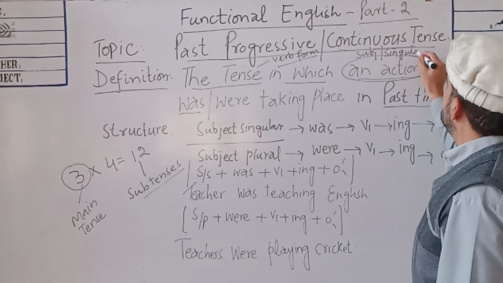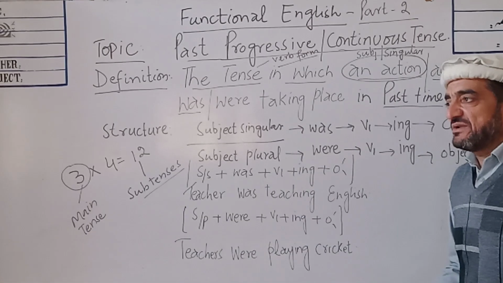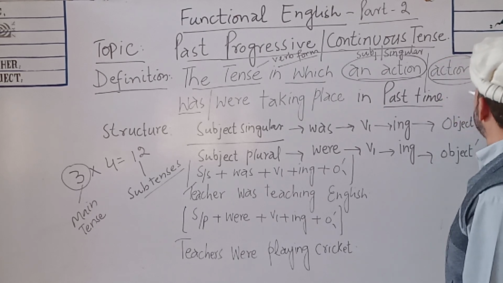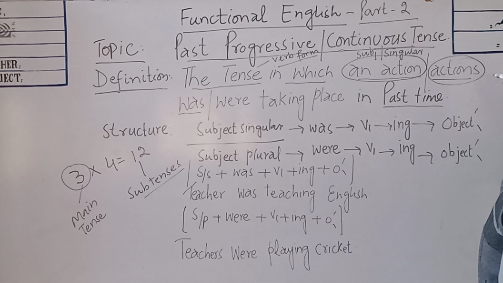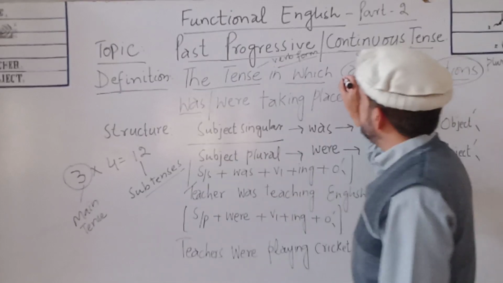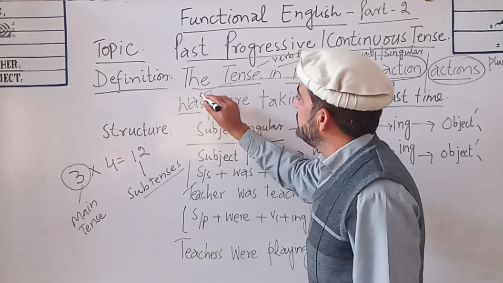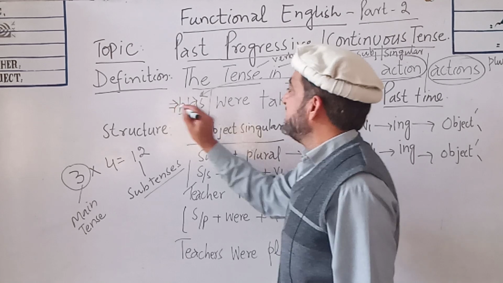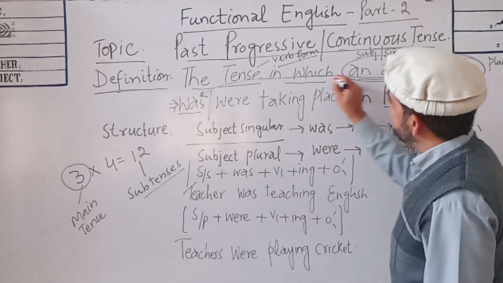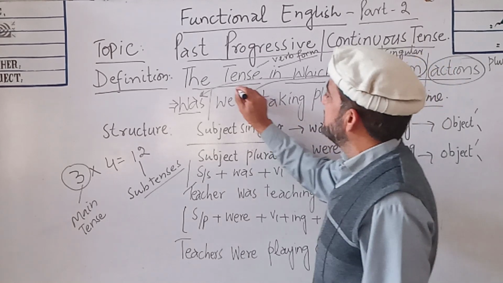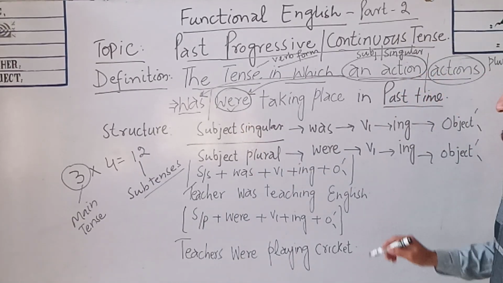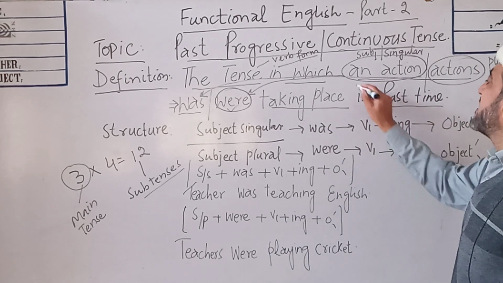When the subject is singular means that the doer of an action, which is known as subject, if that is singular, or if the subject of the sentence is plural, then we go for the use of action. If subject is singular, then we will go for the use of helping verb, that is called was. Was is used with singular, and if the actions are performed by the subjects which were plural, so we will go for the use of verb taking place in past time.